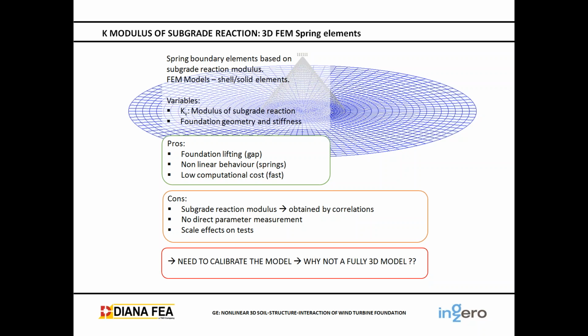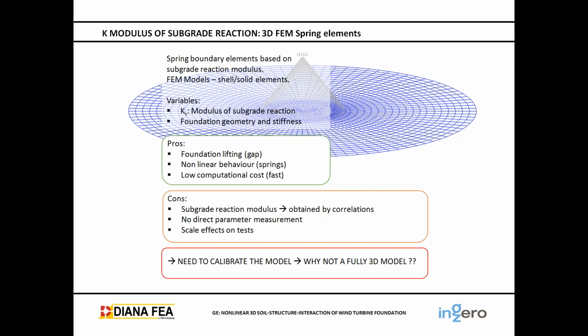The pros: it considers the lifting, because we use gap elements or spring elements with a gap. It has nonlinear behavior and a low computational cost. On the cons, we have to obtain the subgrade reaction modulus by correlations, so we don't have the terrain represented by a direct parameter measurement. And as it's based on correlations, we have scale effects on the test, so sometimes we need to calibrate that model.